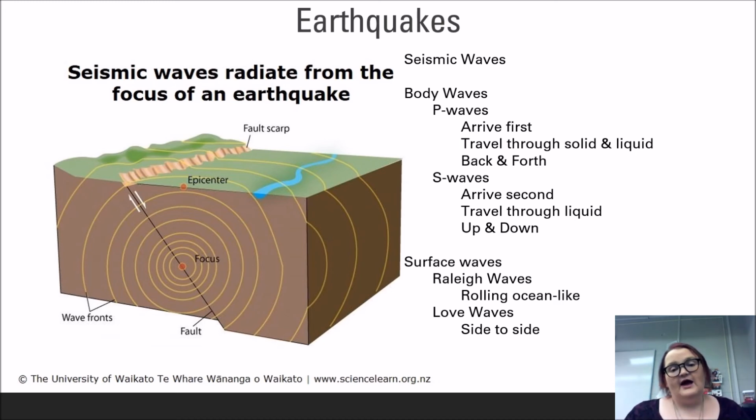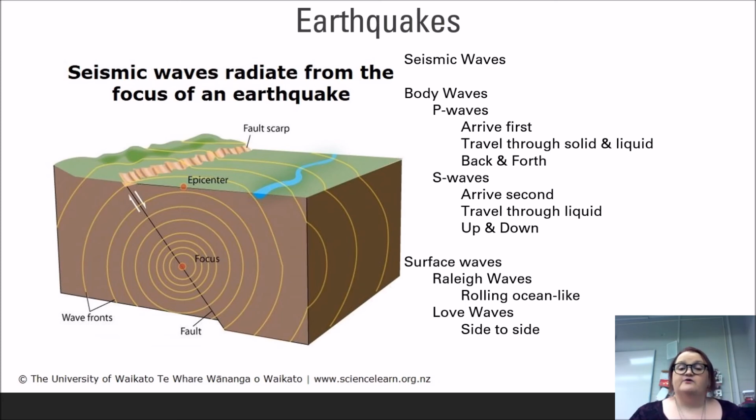The exact location on the plate where the movement occurred is known as the focus, or the hypocenter. Directly above the focus on the surface is what we know as an epicenter. It is from the focus where the seismic waves originate, and we can use these waves to predict specifically where the earthquake took place. There are two basic types of seismic waves, body waves and surface waves. Body waves are broken into two further categories, P waves and S waves.